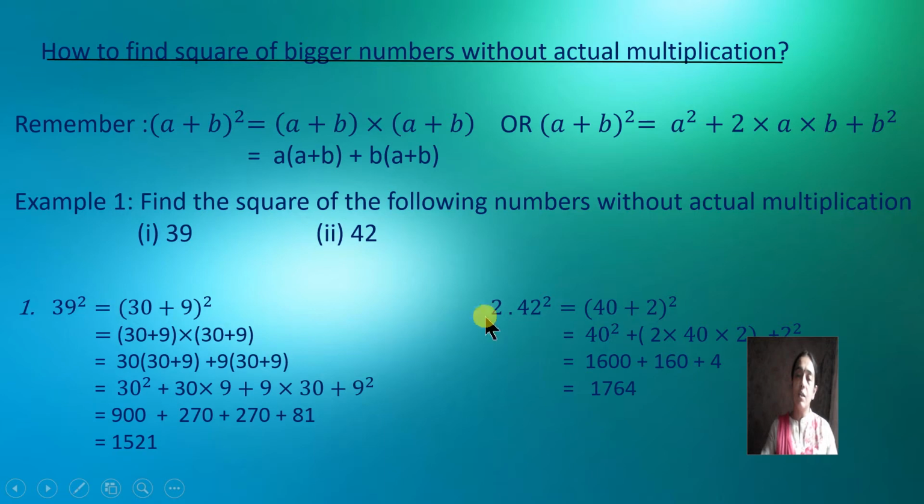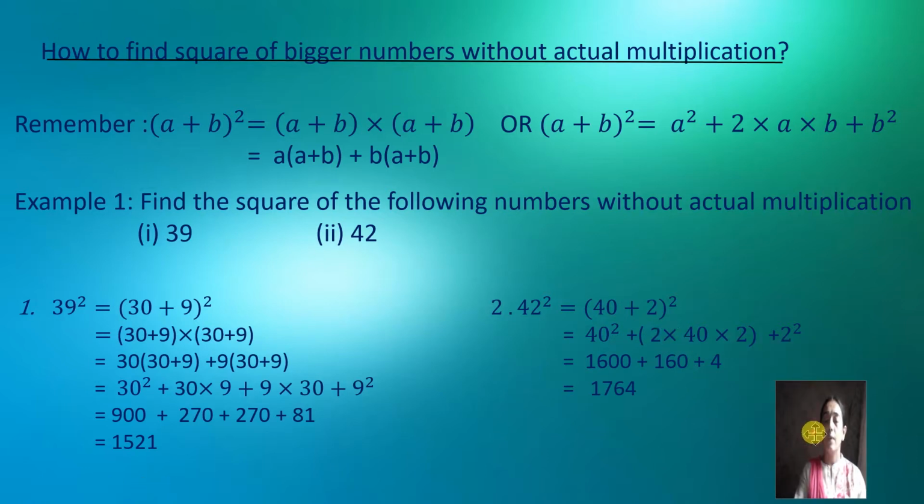Next method is 42 square. So see here, 42 square. Now first I will represent, this is same for both the methods, (40 plus 2) the whole square. Now consider this as your a and this as your b. So square of the first term, a square, is 40 square, plus 2 into 40 into 2, plus 2 square.